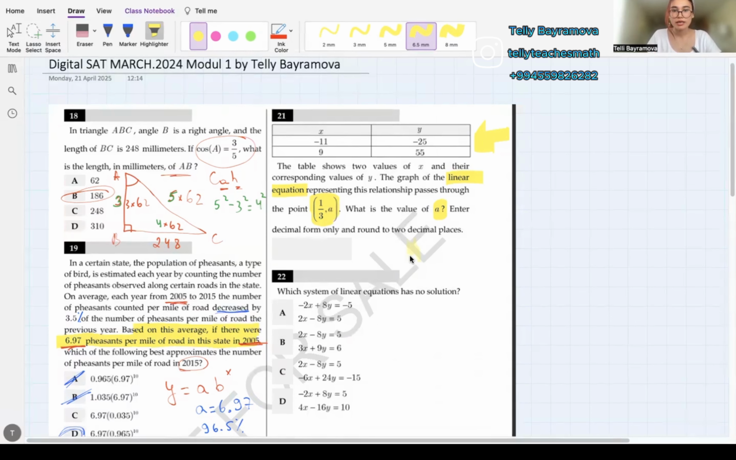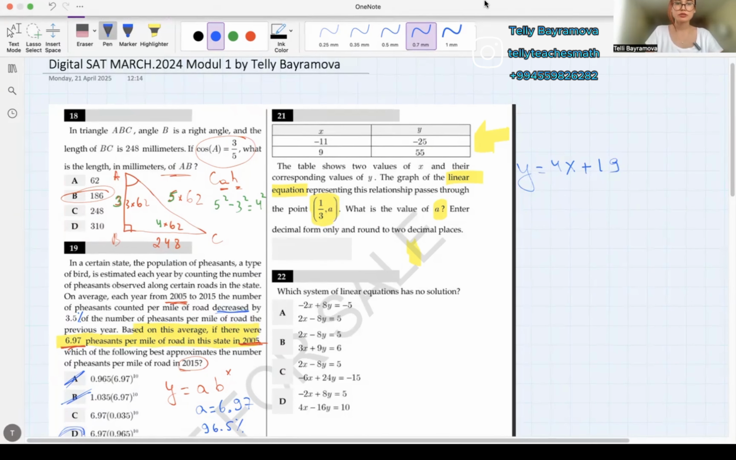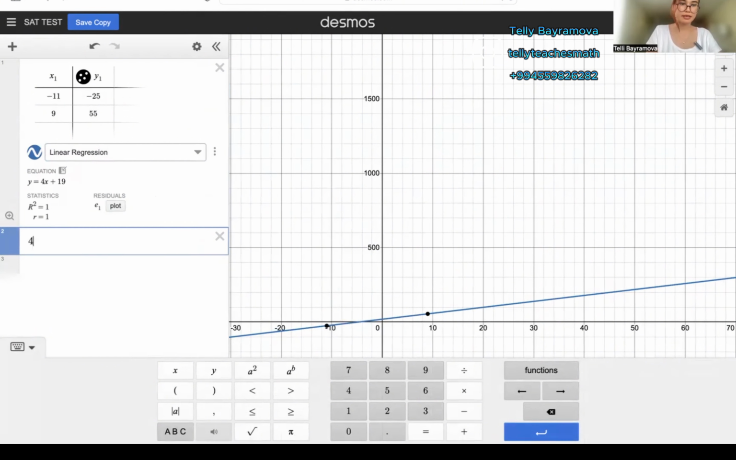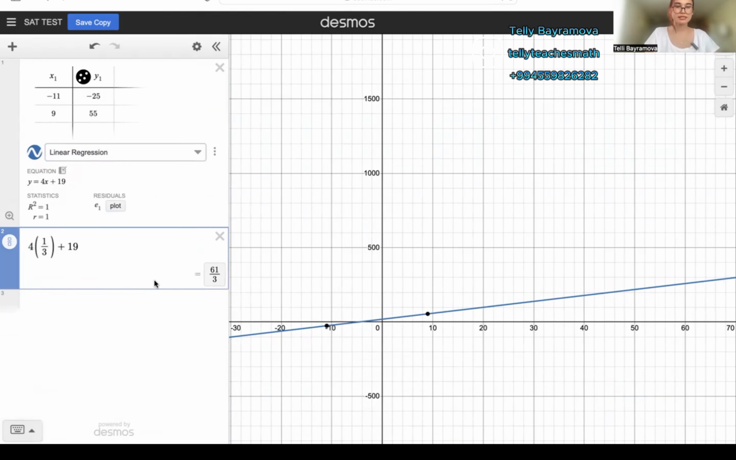Okay, y equals 4x plus 19. What is the value of a when x is 1 over 3? It means that if x is 1 over 3, what is the value of a? So let's write in decimals again. 4 multiplied by 1 over 3, right? Because x is 1 over 3, plus 19. So give your answer as a fraction, 61 over 3.